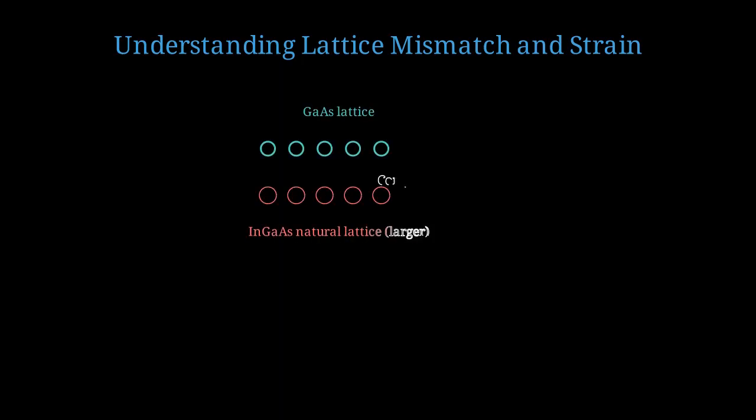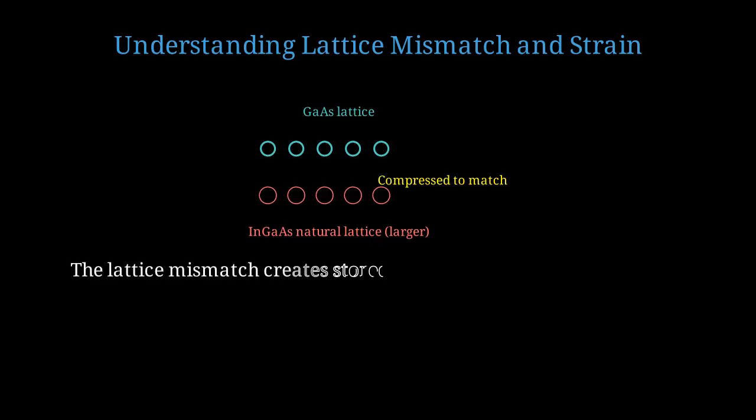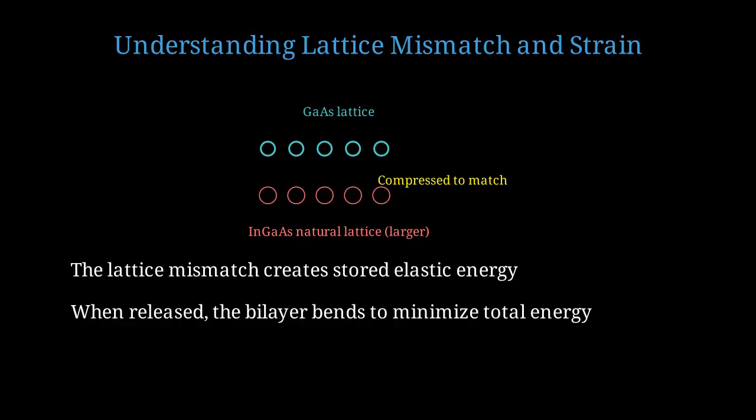The GaAs lattice has a certain spacing. The natural lattice constant of InGaAs is larger. When InGaAs is grown on GaAs, it is compressed to match the substrate lattice. This creates a biaxial compressive strain in the InGaAs layer. This lattice mismatch creates stored elastic energy in the bilayer system. The InGaAs wants to expand back to its natural lattice constant, while the GaAs is relatively unstrained. When the bilayer is released from the substrate, it can relax, but the two layers have different preferred states. The system minimizes its total elastic energy by bending into a curved shape.